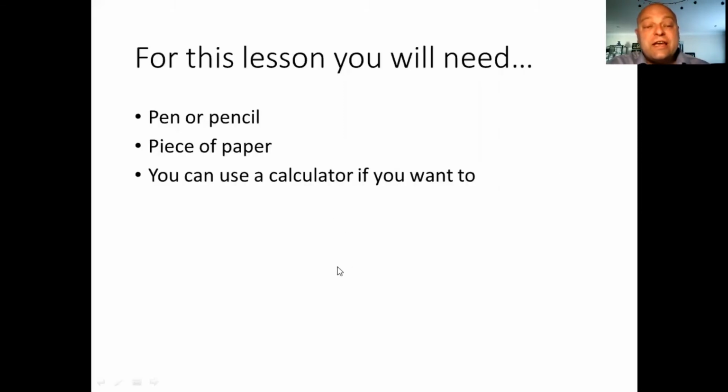For this lesson, you're going to need a pen or a pencil, something to write with, and a piece of paper or book, that's something to write on. You can use a calculator if you want to as well. Pause the video, go and get those things if you don't already have them. When you press play, we'll get started.